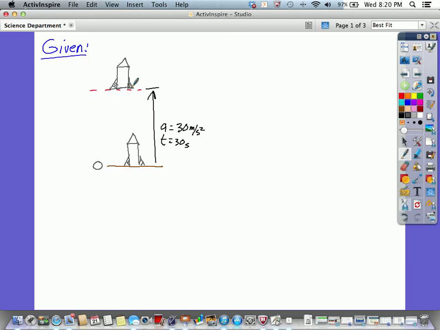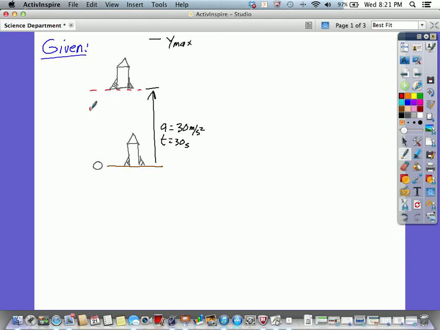The rocket continues to move upwards, but now it's slowing down until it reaches a maximum height. We'll call it Y max. It's going to go up to some maximum height, at which time it will stop moving upward. And for an instant in time, its velocity will be equal to 0. So at that point in time, it's going to turn around and start falling back.